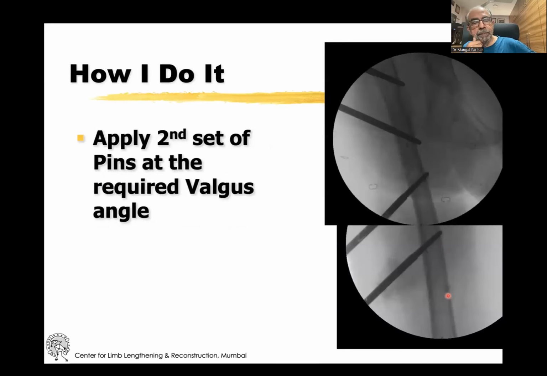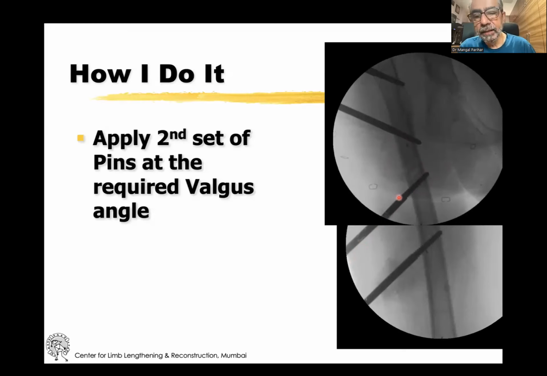Now the second set of pins, and once you have one pin in, you can put in with the template the second pin also for the proximal fragment, that is this one. Once you've got this, you fit a clamp onto this and then pass in the second pin. Now at an appropriate distance, which means usually about 2 finger breadths, you put in the second pin at the required valgus angle, which we had calculated. So 50, 55, whatever it may be.